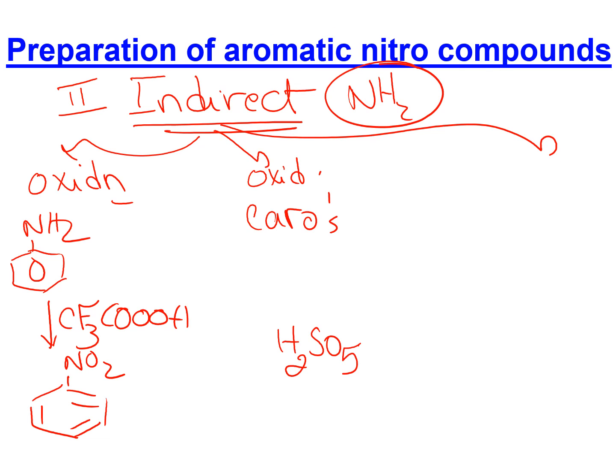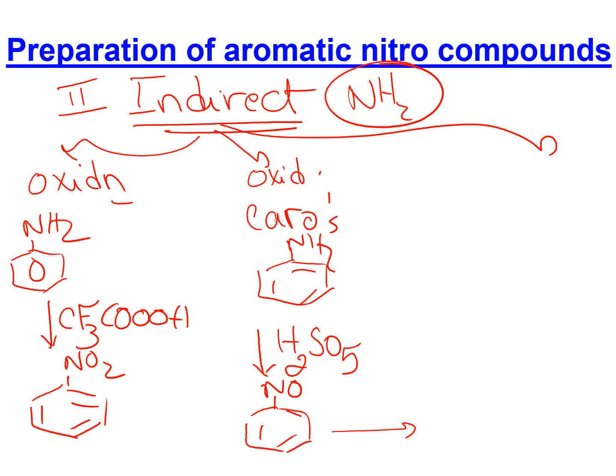This is Caro's acid, where you add it to an amino compound, and it results in a nitroso, not a nitro, a nitroso. One oxygen, you will have a nitroso compound. When you add to this nitroso compound an oxidizing agent, which is nitric acid and hydrogen peroxide, you will end up with the nitro compound.